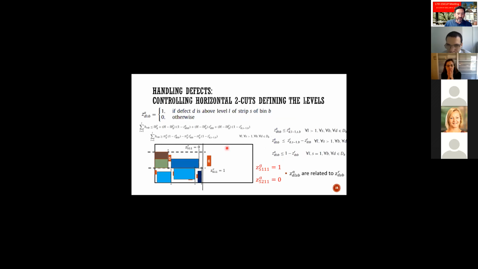Then we can do the same for the levels. Now we define a variable that indicates if the defect is above level L of a strip. For instance, in this case, defect 5 is not above the first level of the first strip, so this variable is 0. And these new variables have a strong relation with the previous ones, through these constraints.